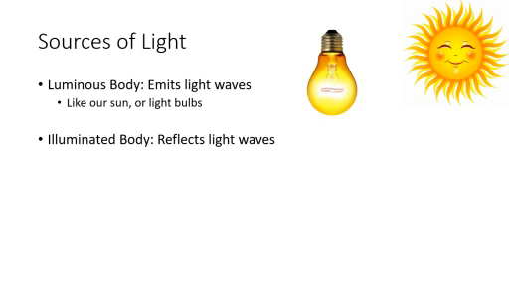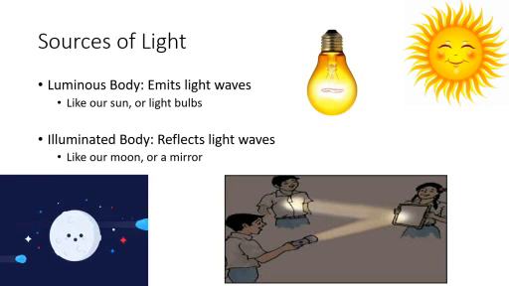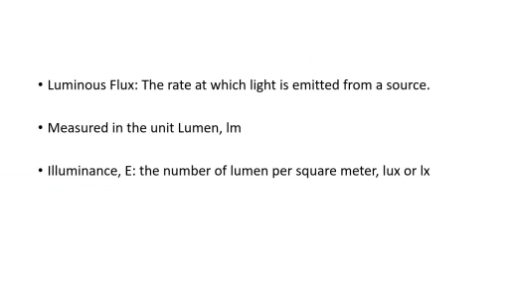An illuminated body is one that reflects light. Our moon is one that we see all the time, and a mirror is another really easy one. The moon is basically reflecting the sun's light off of it to us, and that's why we can see the moon. The moon doesn't glow itself. The moon is not a luminous body. It is an illuminated body, lit up by the sun.